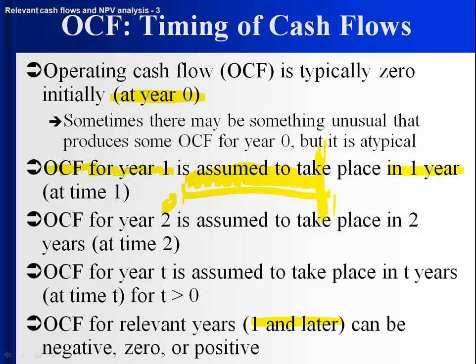So for years one and later, operating cash flow can be negative, zero, or positive, because operating cash flow is really based on the performance of the line of business. It can be positive. We're selling lots and lots of shoes at a real healthy price, the costs are kept down, and we're generating operating cash flow. Could be negative. Could be that it's really hard to sell these, and costs are running out of control, and so operating cash flow is negative. And it could be zero if everything just matches up exactly.